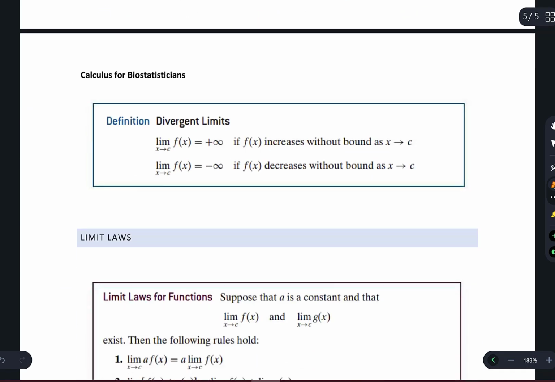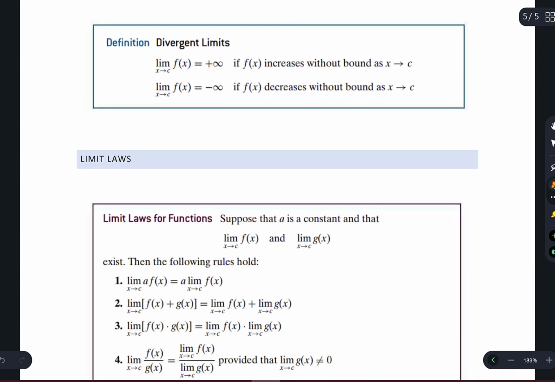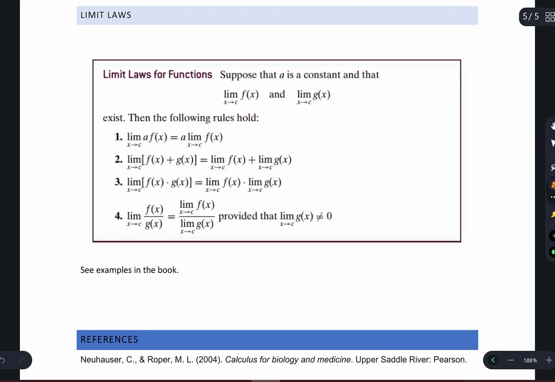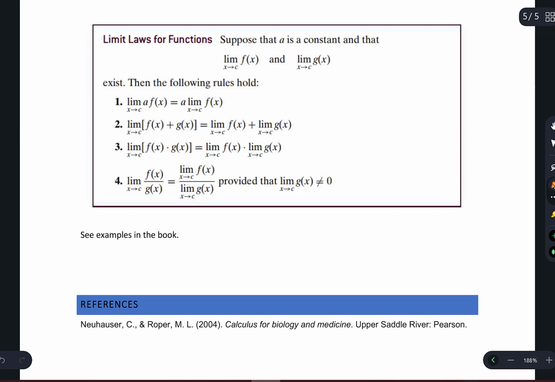All right. So here's the definition of divergent limits. And then it ends up that there are several different limit laws that can help calculate limits. And your book has many, many examples on this. So I'm not going to go through examples. Those are available in your textbook. And then, of course, if you have any questions for me, please let me know. And if you need additional examples, I'm also happy to provide those.